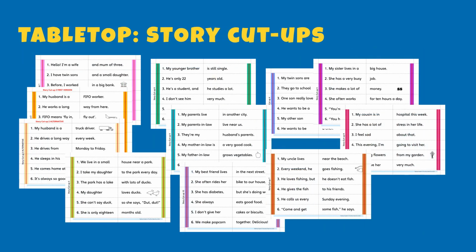And with Tabletop story cut-ups, here is the one other place where there is an alternative, because there are 2 versions of story 2. One where the husband is a FIFO worker and one where he's a truck driver. Again, you choose the most appropriate one. For my learners here in Western Australia, FIFO is a big thing.